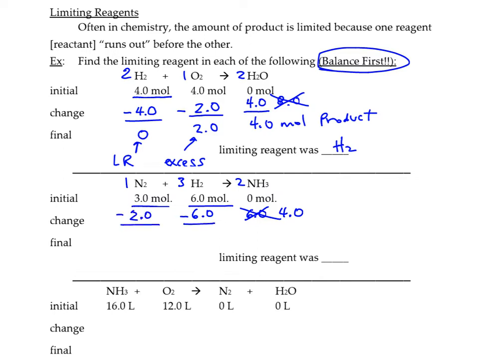So when I'm all done, I have 1 extra mole there, nothing here. I made 4 moles of this. Again, that's my product. This is the excess, and this was the limiting reagent. And that was the hydrogen.